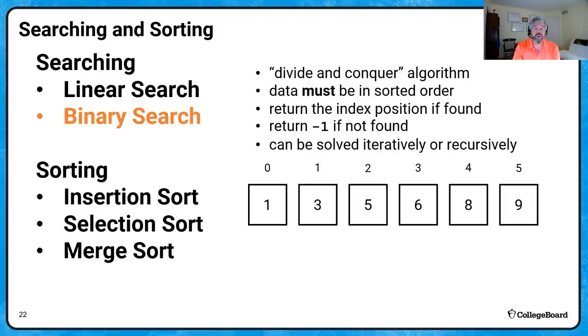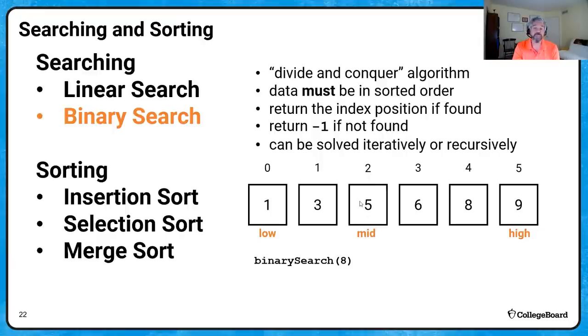So if I call binary search and I'm looking for the value 8, here's how this is going to work. The first thing we're going to do is identify our lowest index position, not the value, but the index, and the highest index position. And then I'm going to use those to find the middle of my array. So think about this. If I take 5 + 0 and I get 5, 5 divided by 2 in Java, int divided by int gives us 2 as our middle index position.